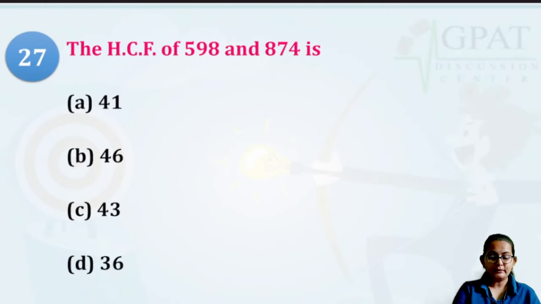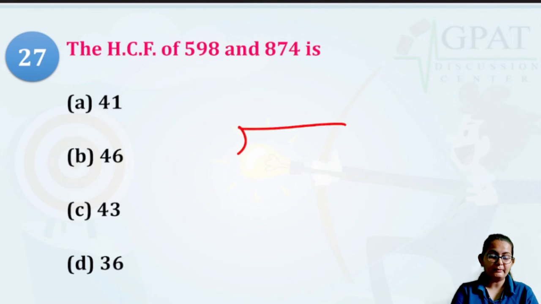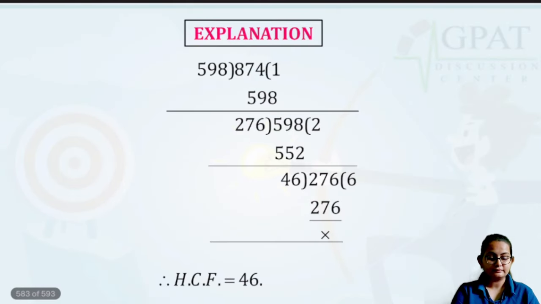Then is question number 27, an HCF question, again an easy question. Here they have not told you to find the ratio directly. They have told you to find the HCF. Find the HCF in a similar way by taking 874, then 598, subtracting, and you will get the HCF. The HCF is 46. This is the way to do it.